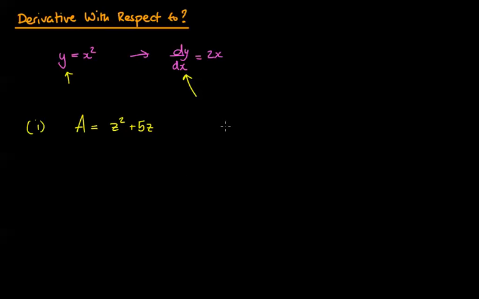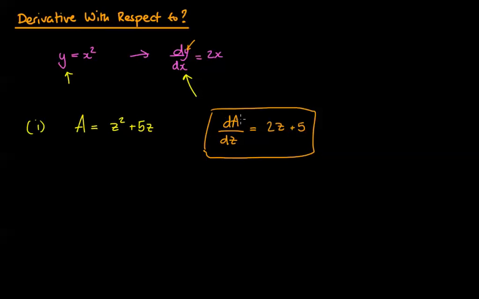Then if you want to differentiate it, we differentiate A with respect to z. So treat A as if it was the letter y and z as if it was the letter x, and just follow the same principle. So the power comes down here, and we differentiate each bit. The power comes down, so we have a 2z, and this is just 1 times 5, so we have plus 5, z to the power 0. So this is our derivative function, and we say this is the derivative of A with respect to z. Okay, just one more.